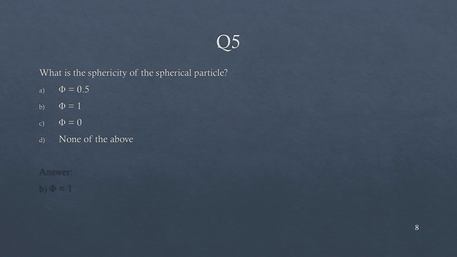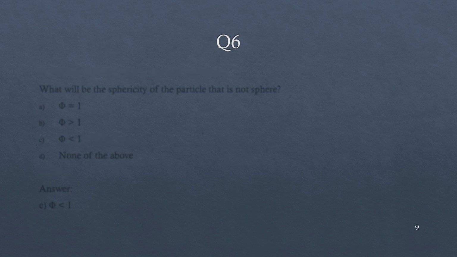So actually we know that the sphericity of a sphere is always 1, because we are comparing all the other particles to how closely they resemble the sphere. That is what is given by the sphericity values. So obviously the sphericity of spherical particles is 1. That is, option B is the right answer. So we'll go to question 6.